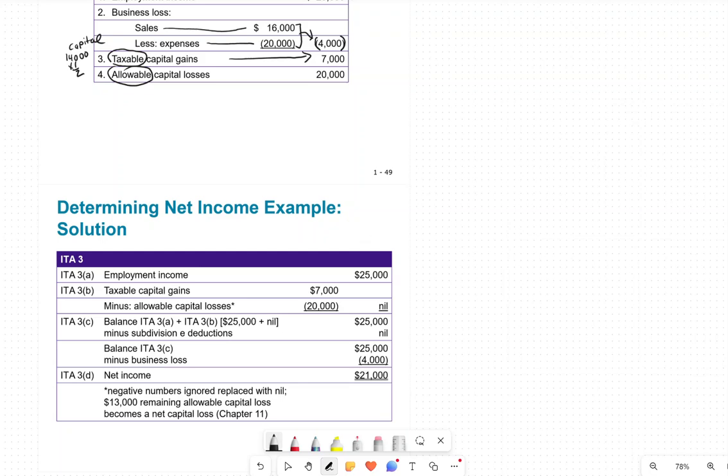When you have an income, you're not allowed any negative. If you're not allowed any negative, we replace the negative with a nil, or you could make it a zero. So any negative numbers are ignored or replaced with zero. Like I said, we have a capital loss and a capital gain. My loss was $20,000 and my gain was $7,000. So I don't pay any taxes.